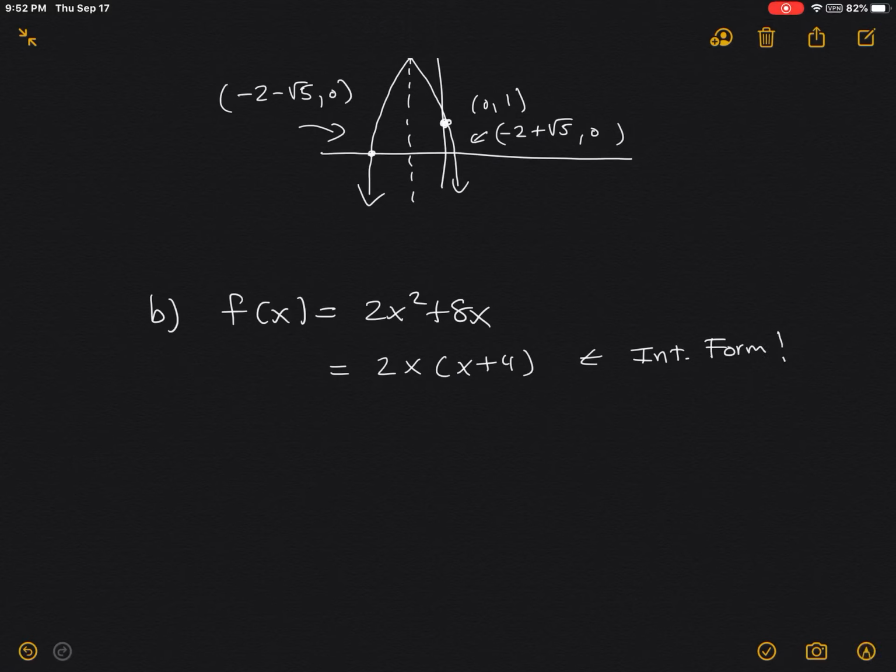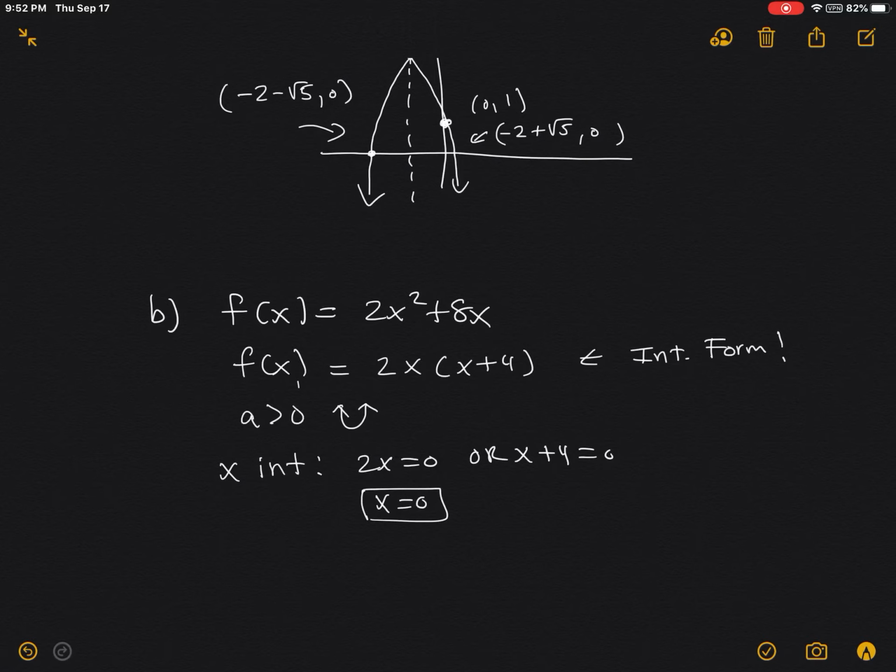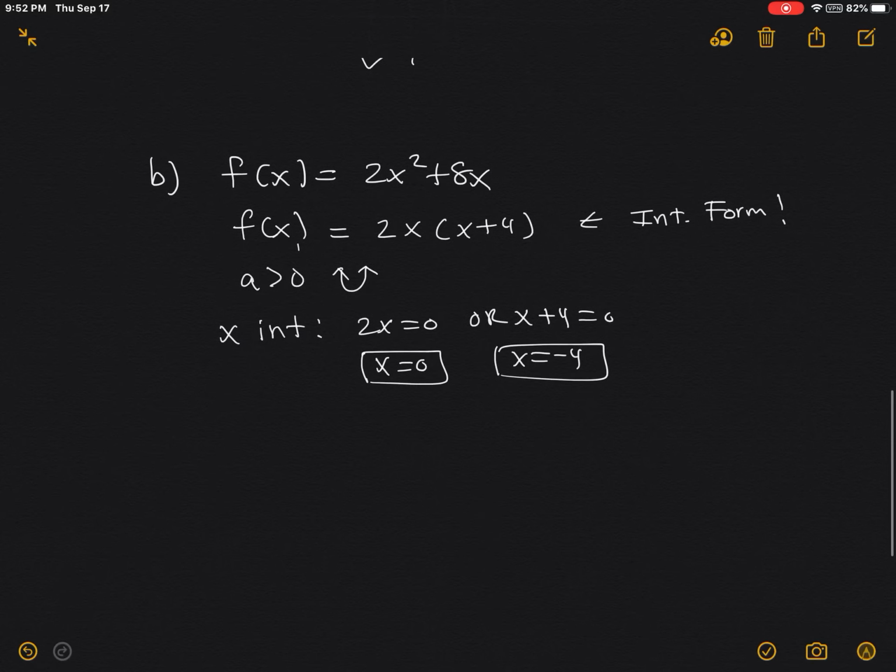Intercept form is nice because you can get the x and y intercepts really quickly. So first of all, recognize that a is positive, so you know the parabola is going to concave up. And let's get the x-intercepts. The way you get the x-intercepts is you can set 2x equal to 0 or x plus 4 equal to 0. You set y equal to 0 and solve for x. So over here, one of the x-intercepts is 0. The other one is just -4. So we got the x-intercepts.